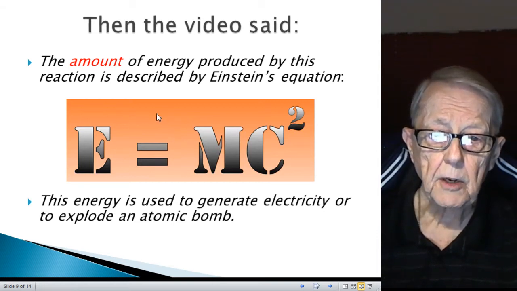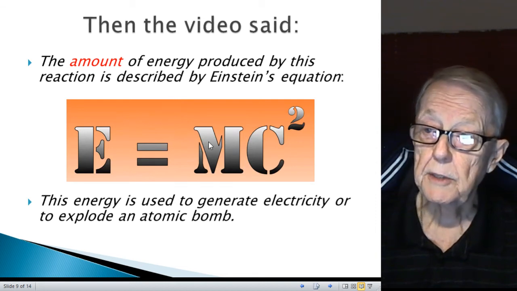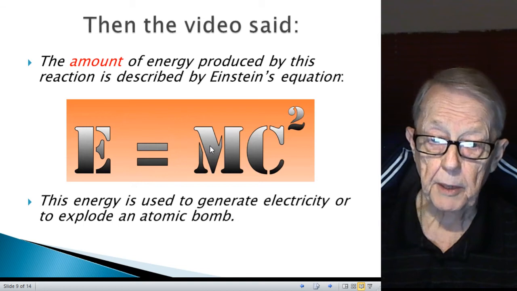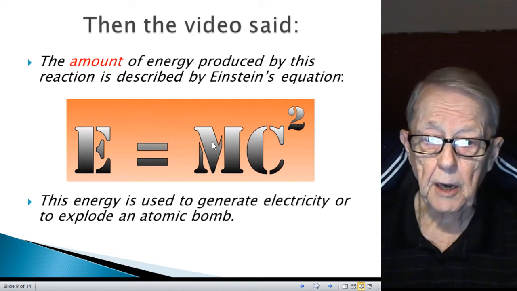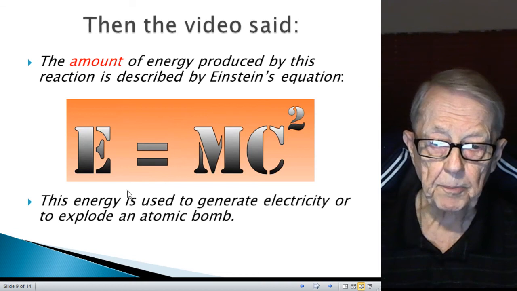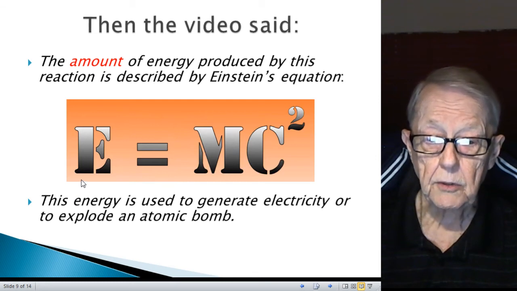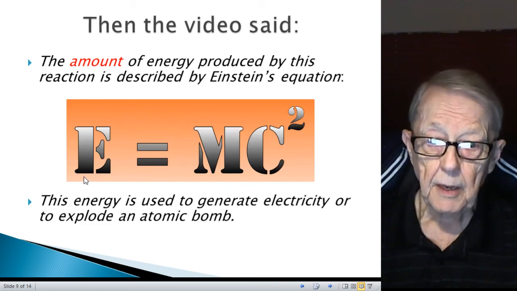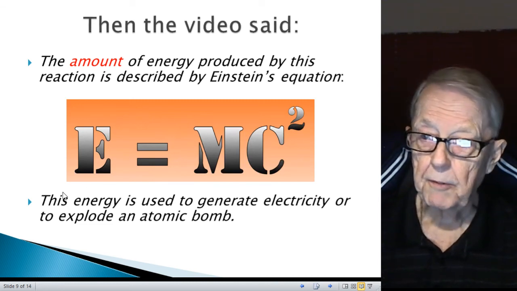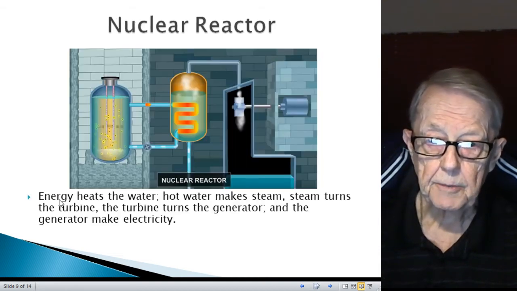And so the video concludes, the amount of energy produced by this reaction is described by Einstein's equation. Now, finally the equation gets into the picture, and you can calculate, if you will, how much energy is there, where all this came from. And that this energy is used to generate electricity or to explode an atomic bomb. That's what the video says. It's the energy coming from this splitting of the atom that generates electricity.